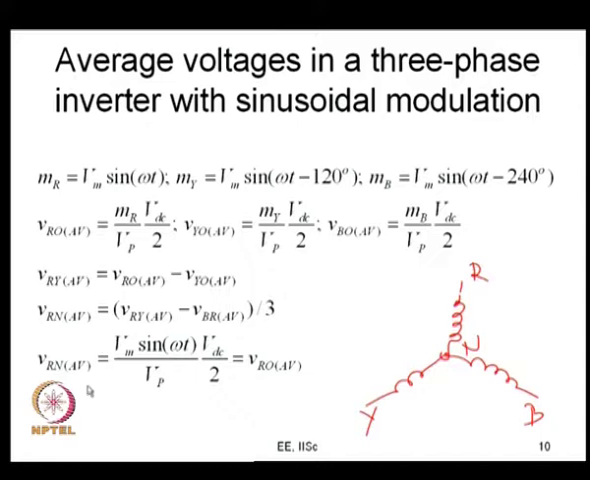Now, you want to apply, let us say, VRN average and VYN average, and you want these to be sinusoidal. If you want this, you have to make sure that VRY average, VBR average and VYB average are sinusoidal. If you want that, then if you simply ensure that VRO average is sine and VYO average is sine, then the difference between the two will also be sine. So, you can modulate VRO average, VYO average and VBO average such that they are all sinusoidal of the same amplitude, and they have a phase difference of 120 degrees. You can do that. That is the basic idea behind sinusoidal modulation. If you want your VRO average to be sinusoidal, have your MR to be sinusoidal.